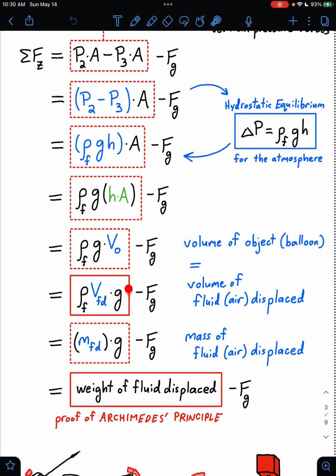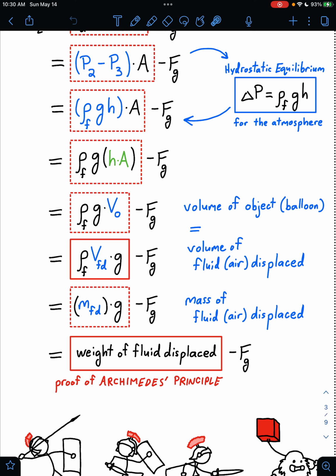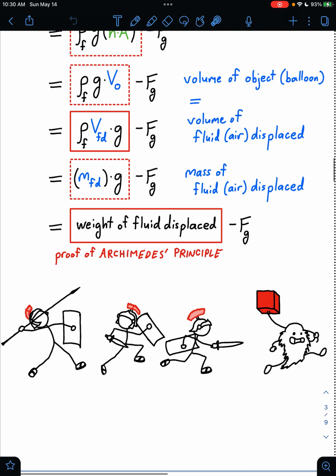Continuing on, this expression here, the density of the fluid times the volume of the fluid displaced, that's identical to the mass of the fluid displaced. And so we see we've arrived here at a proof of Archimedes' principle. This then, the mass of the fluid displaced times little g, that is exactly the weight of the fluid displaced as Archimedes claimed here.